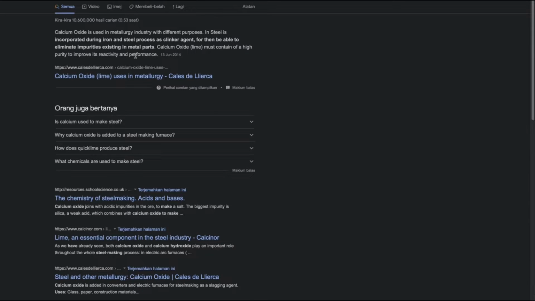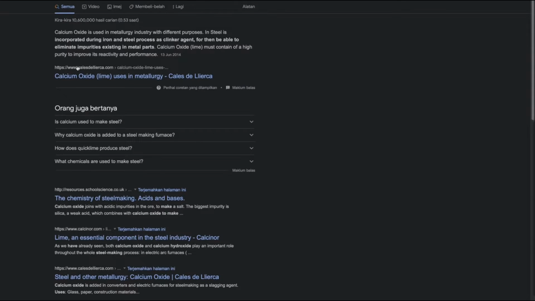So they give some explanation, but in detail, how is it? No need to care that much. They give a little bit of information here. Calcium oxide must be of high purity to improve its reactivity and performance. That means calcium oxide itself must be pure calcium oxide so that it has good reactivity and good performance.